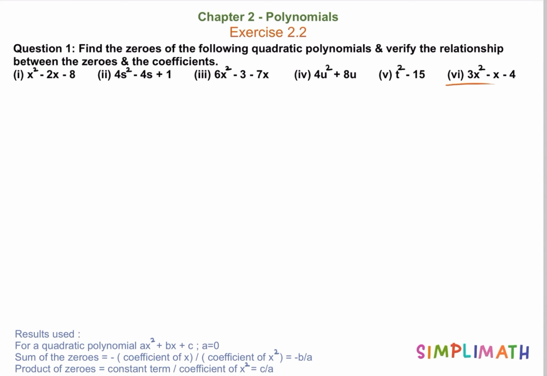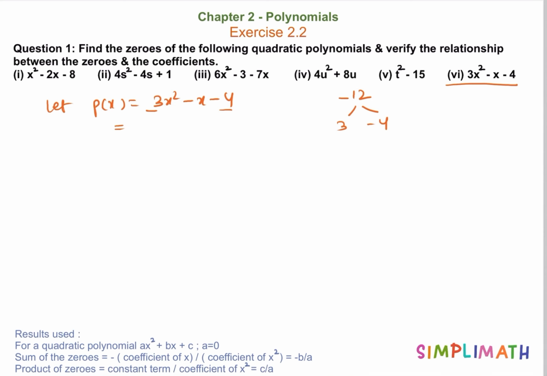Now let's come to the sixth part. Let p of x equals to 3x square minus x minus 4. Okay, now we again split the middle term. How? 3 into minus 4 is minus 12. How do we split it? We split this as 3 into minus 4.